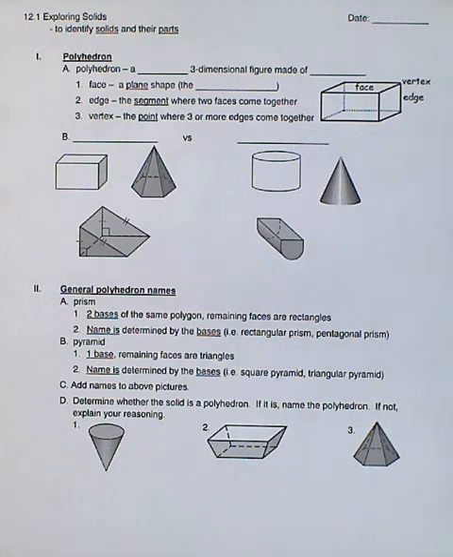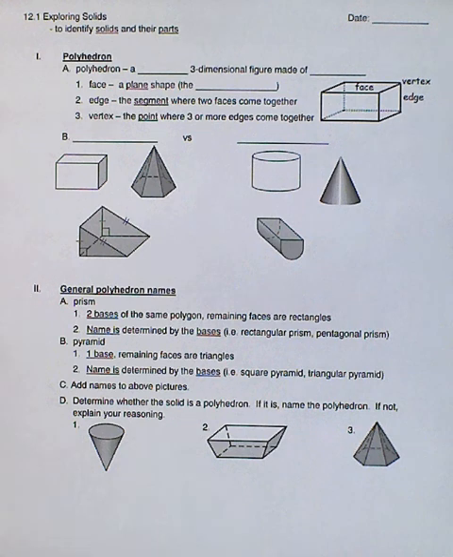Today we're going to be exploring solids. We're going to identify the solids and the parts of the solids. A solid is a different way to say a three-dimensional figure. Today's three-dimensional figures will be titled a polyhedron. So singularly it's polyhedron, and as a plural, more than one, is polyhedra.